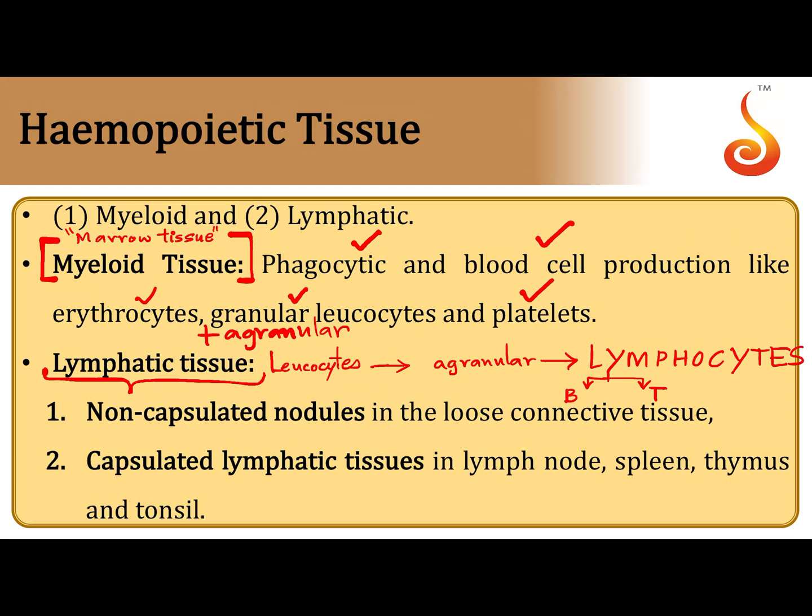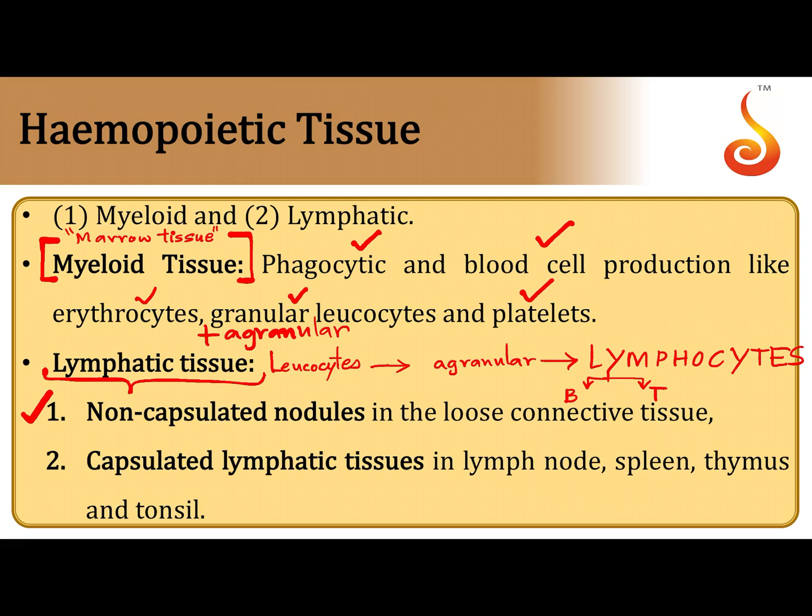If this tissue is distributed freely in the connective tissue, it is referred to as non-capsulated. It may be found in any loose connective tissue of any part of the body. It may be along the lining of your respiratory system or the lining of your digestive system. It may be in the submucosa, which is a layer in your small intestine. So if it does not have an organized structure, it is called non-capsulated.